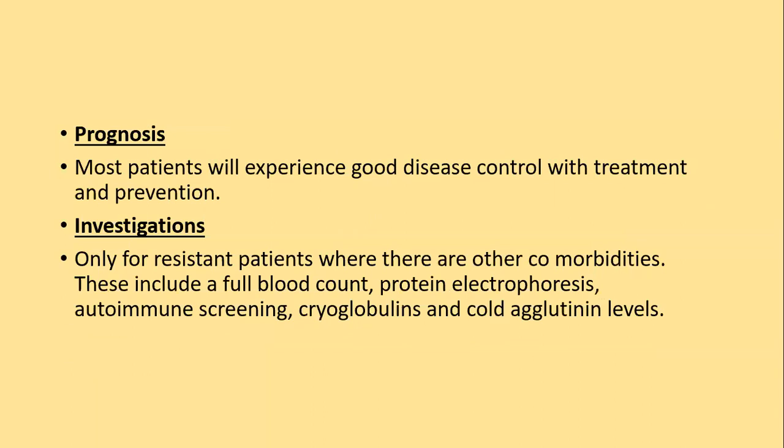Prognosis. Most patients with uncomplicated perniosis experience good disease control with treatment and prevention. Investigation is generally not required, but it is done only in resistant patients with other comorbidities. For such patients, you order a full blood count, protein electrophoresis, autoimmune screening, cryoglobulins, and cold agglutinin levels.